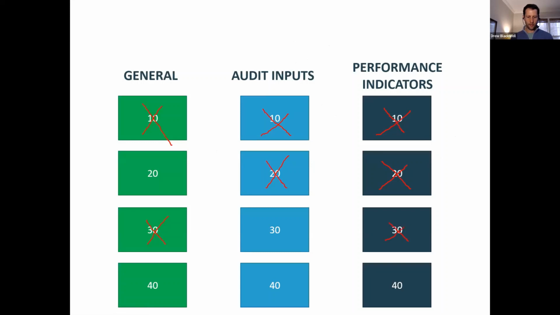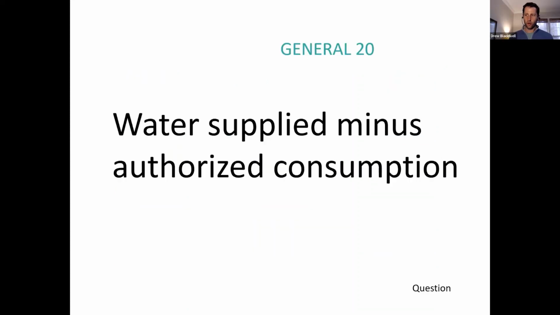So performance indicators for 30. And Rolanda, where would we like to go to next? We'll do general for 20. All right, general for 20. Water supplied minus authorized consumption.